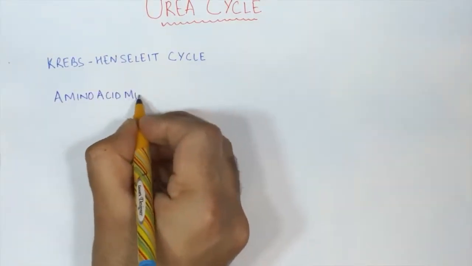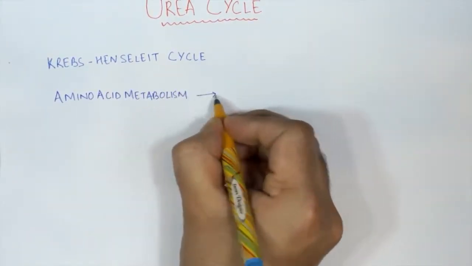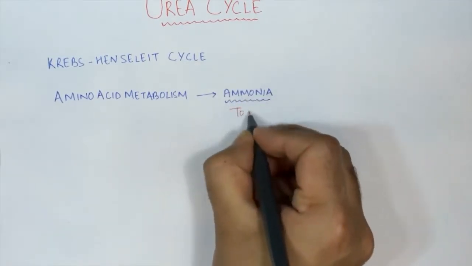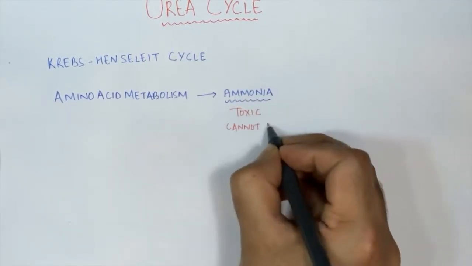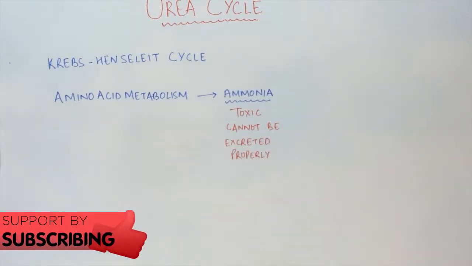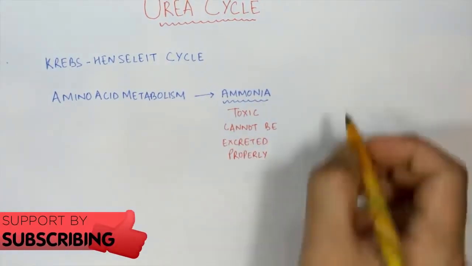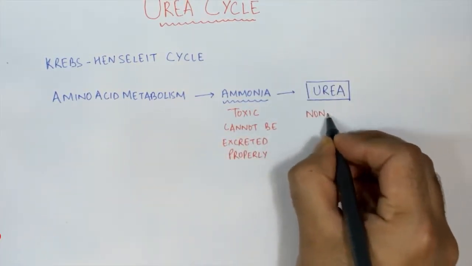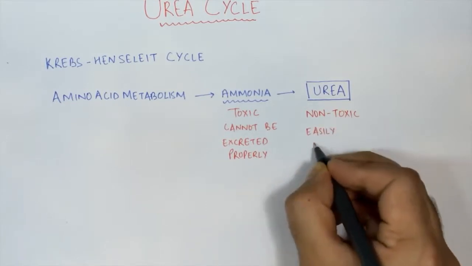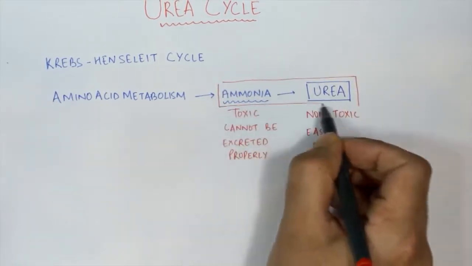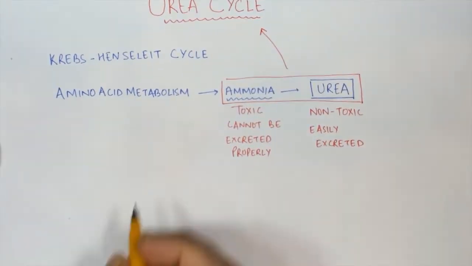As some of you may know, amino acid metabolism produces free ammonia. Now this ammonia is toxic to the body and it cannot be excreted properly by the body. So the urea cycle is a biochemical pathway in the body which converts the free ammonia into urea. Urea is comparatively non-toxic compared to ammonia and it can be easily excreted by the body in urine. And this conversion of ammonia into urea is known as the urea cycle.